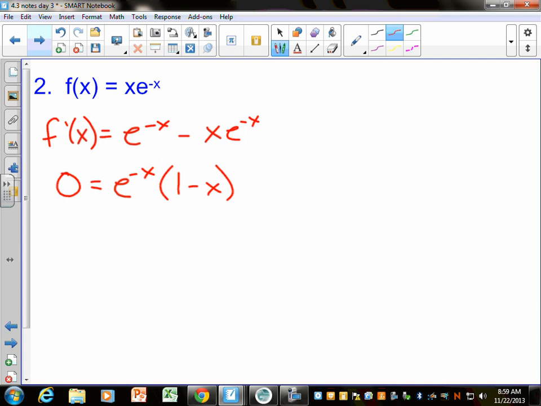Is e to the negative x ever going to equal 0? So I just have to solve 1 minus x. So I get a critical point of 1. You could make an underline from here. But we could also do the second derivative test. So let's do the derivative again. So what do you want to do? You want to do the derivative of this part, or you want to do the derivative of the factor part?